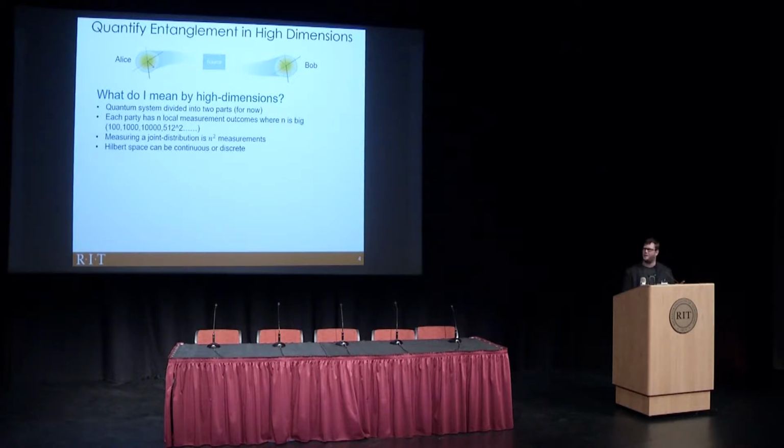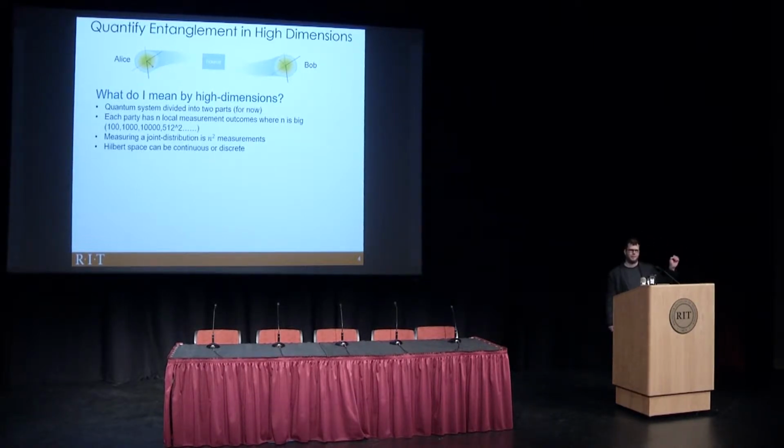So a qubit would only be 2, but we want to start thinking about 100 or 1,000 or 512 squared, as maybe we'll see later. So if you want to measure a joint distribution of those observables, you have to do n squared measurements just to measure that distribution, so it scales really poorly. And also we might have continuous variables, like a position. A particle could take any position. Or we might have discrete observables, so maybe we have many waveguides on a photonic chip.